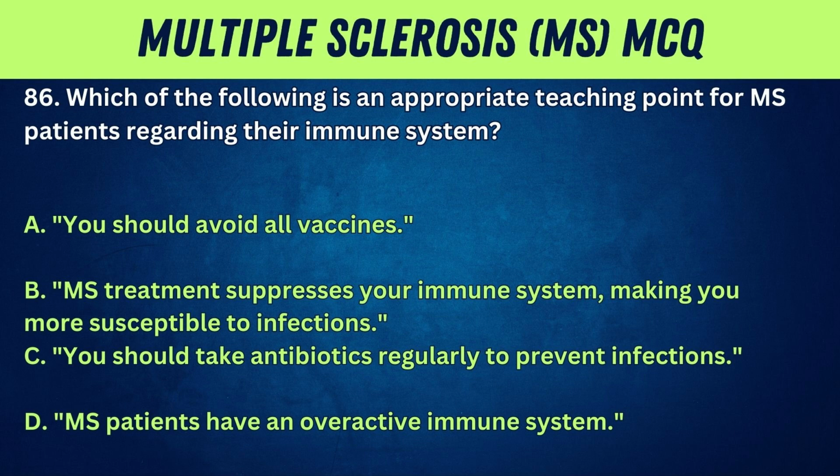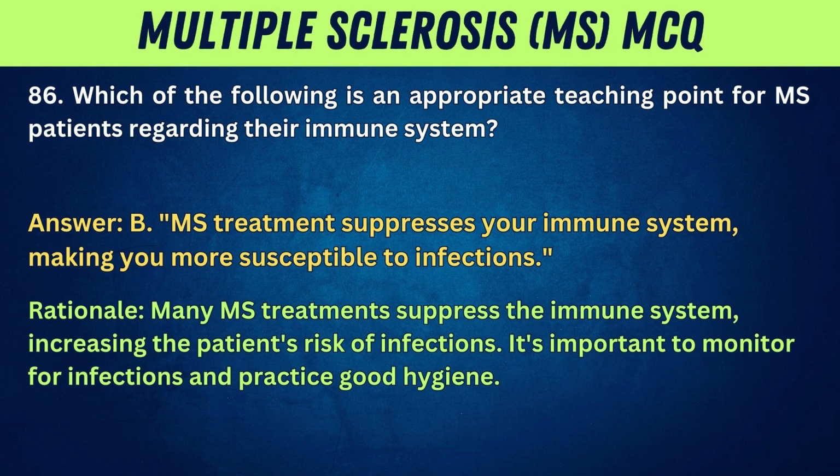A. You should avoid all vaccines. B. MS treatment suppresses your immune system, making you more susceptible to infections. C. You should take antibiotics regularly to prevent infections. D. MS patients have an overactive immune system. Answer: B. MS treatment suppresses your immune system, making you more susceptible to infections. Rationale: many MS treatments suppress the immune system, increasing the patient's risk of infections. It's important to monitor for infections and practice good hygiene.